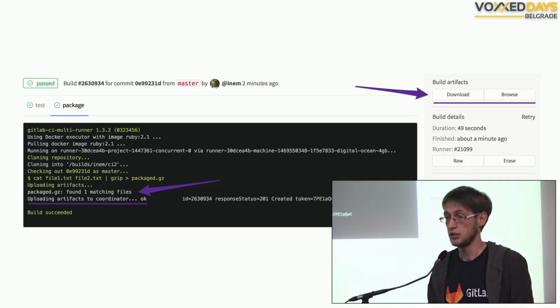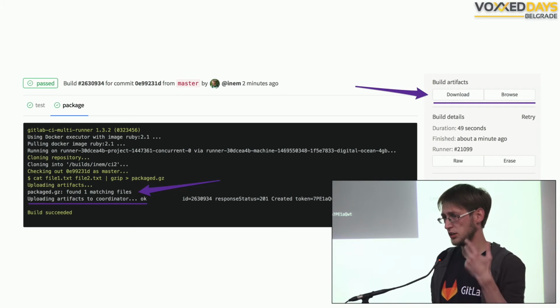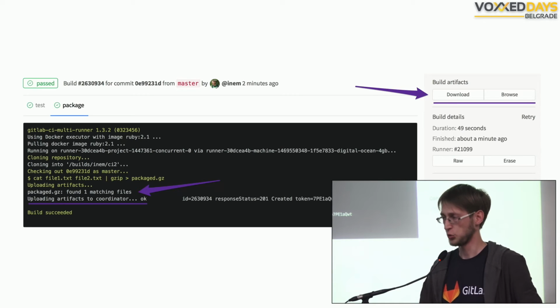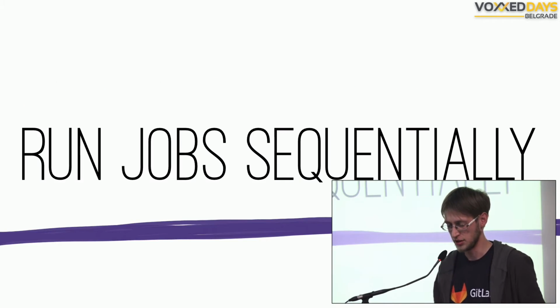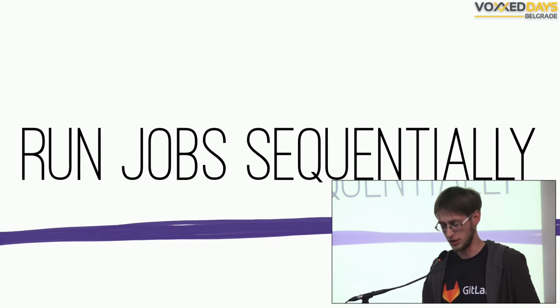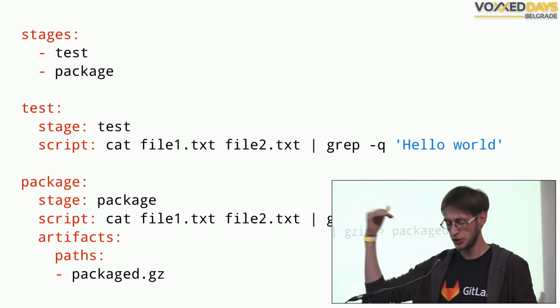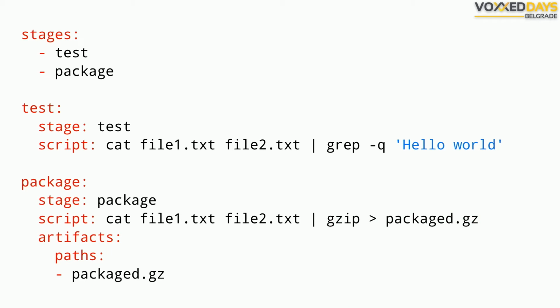But the trick here is that we're running those 2 jobs in parallel, and it actually doesn't make sense, since it could happen that test will fail, but the package will still be generated. This is not something we want to achieve, so we need to make the jobs run sequentially. To do so, we should use a keyword called stages, and in stages we define an order of the jobs to run, and we also define the stage in every job.